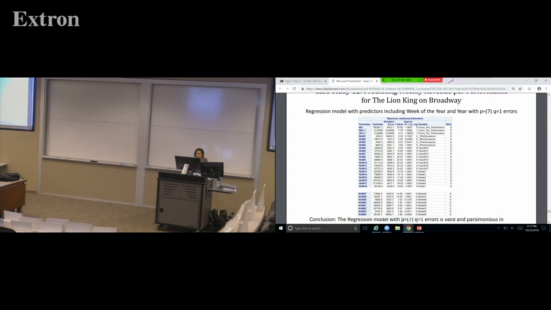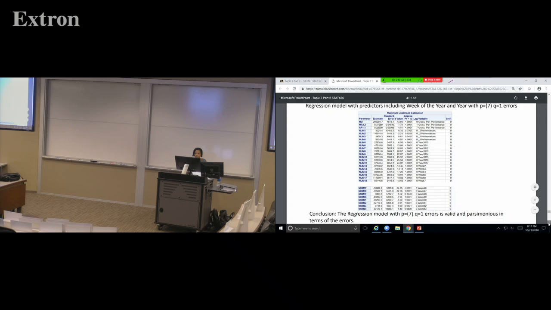And so here we go. They are the MA1 and the AR1 with the seasonality of 7. They're both significant. So we end up here with a valid and parsimonious model in terms of the errors, which is our ultimate goal. We want our model to be valid and parsimonious with regards to the errors.